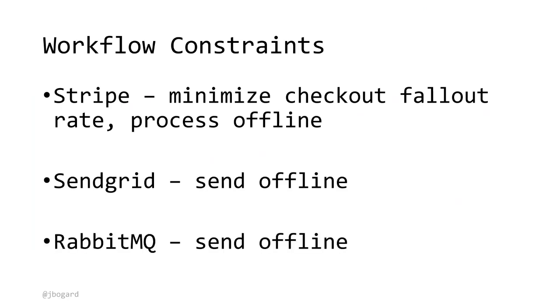Similarly, with SendGrid and RabbitMQ, these are at their heart offline asynchronous systems, right? You don't click the button and expect your email to open right away. So that's naturally an asynchronous process. We don't have to do that immediately when you click that button. And the same thing with RabbitMQ. It's already an asynchronous process. So what's a little bit more async on top of that?